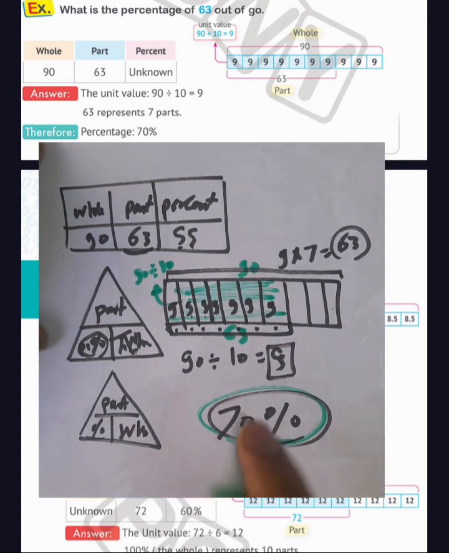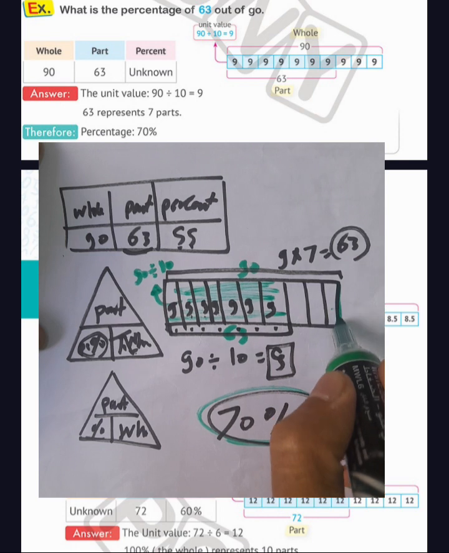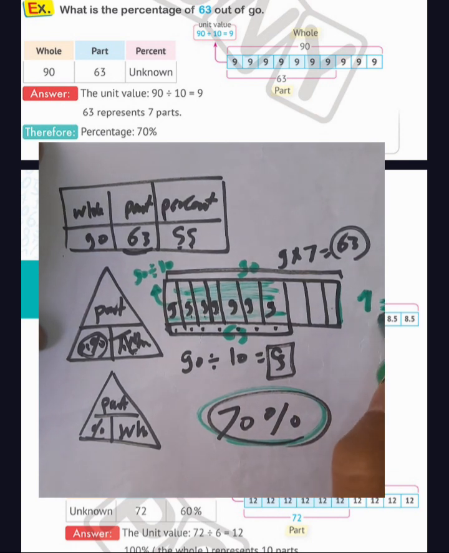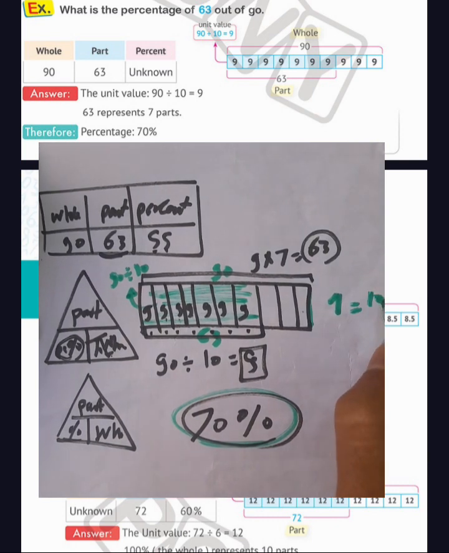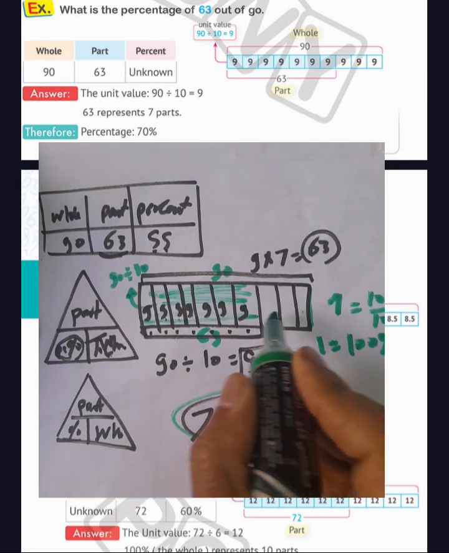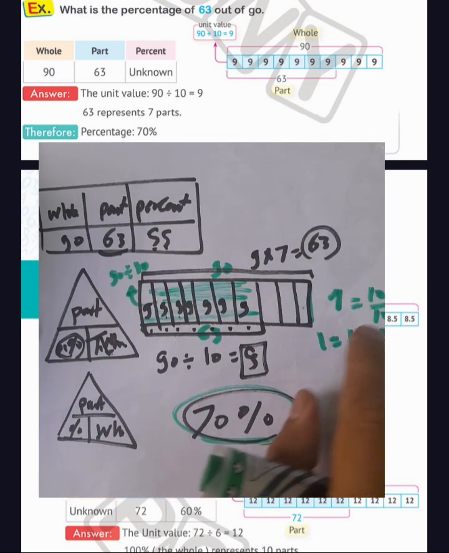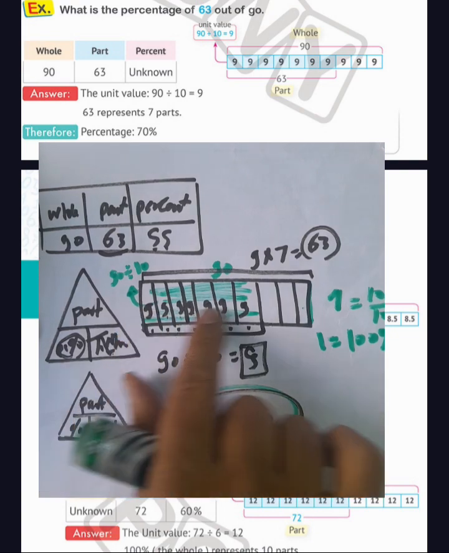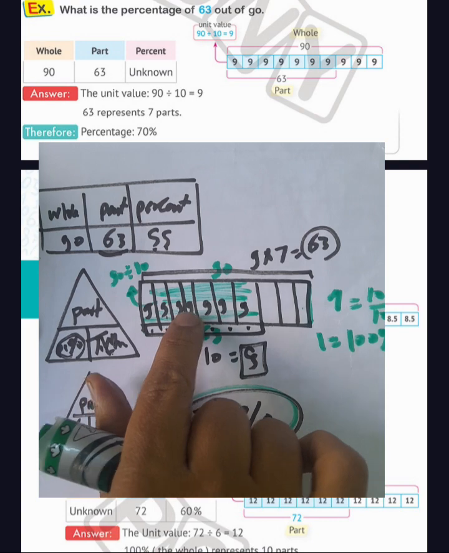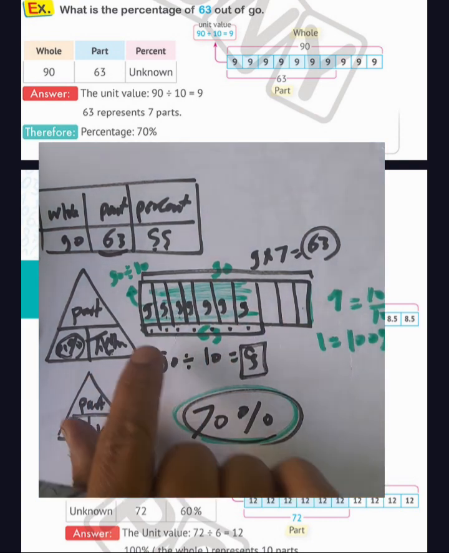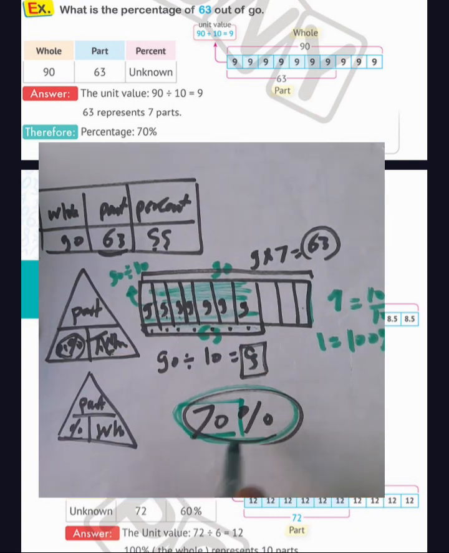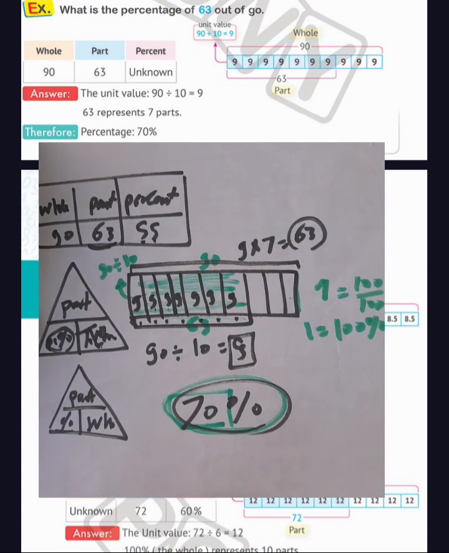Then the result will be 70, because each one of them will be 10, because this model reverses to 100%. The whole number here equals 100 over 100, or 1 equals 100%. Then each one of them contains 1 part. Each one of them is 10 plus 10 plus 10 plus 10 plus 10 plus 10. Then we have 7 parts colored. 7 times 10, it will be 70 parts colored. Then the result will be 70%.